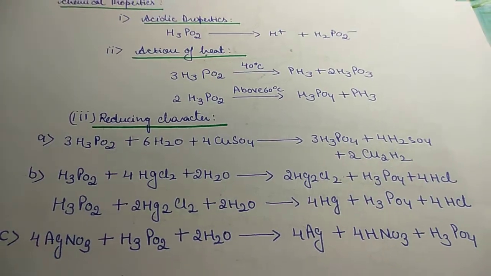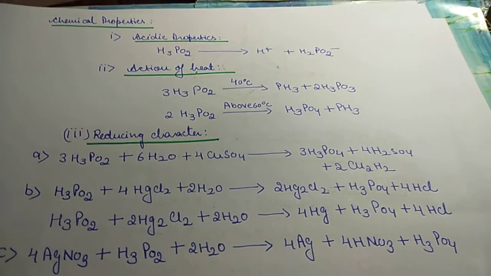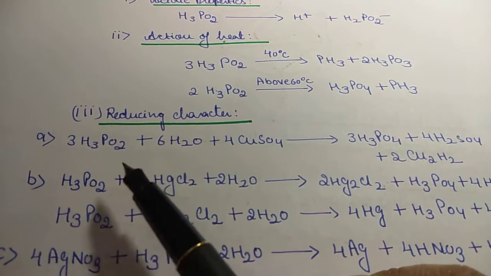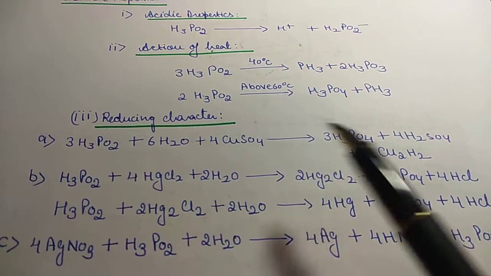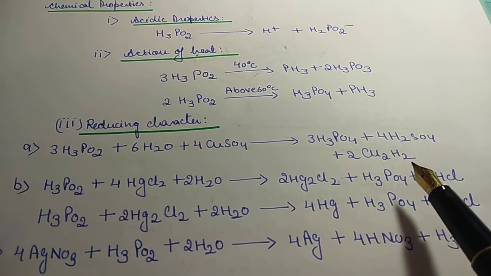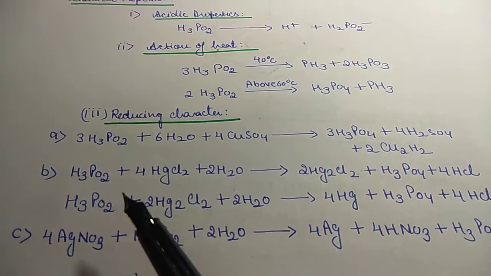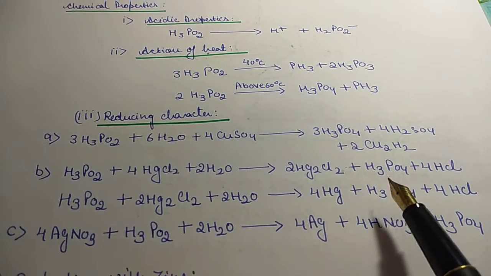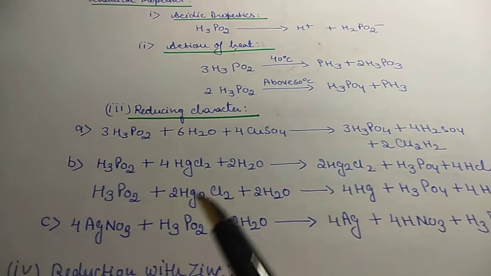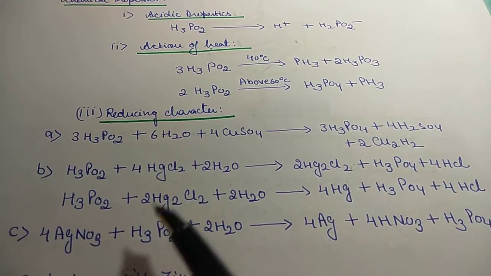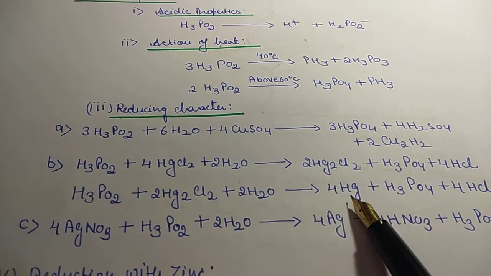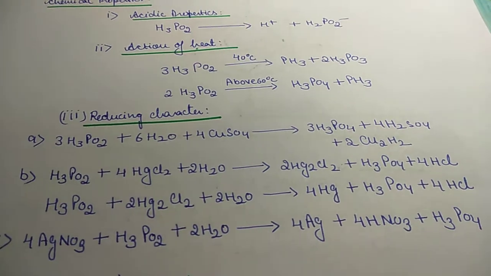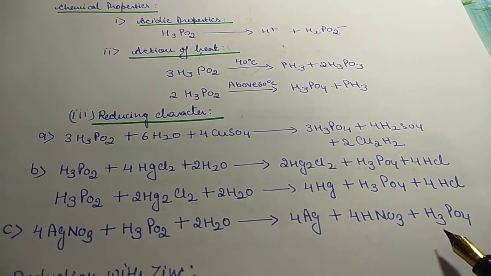Then reducing character. It reduces, you can see, copper sulfate to Cu2H2. Then it reacts with HgCl2 to form Hg2Cl2, H3PO4 and HCl. Then further it reduces Hg2Cl2 to mercury. Then it reduces silver nitrate to silver, and along with that it forms HNO3 and phosphoric acid.